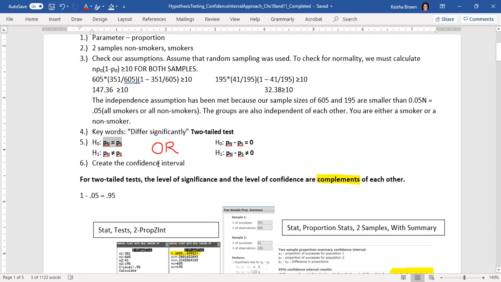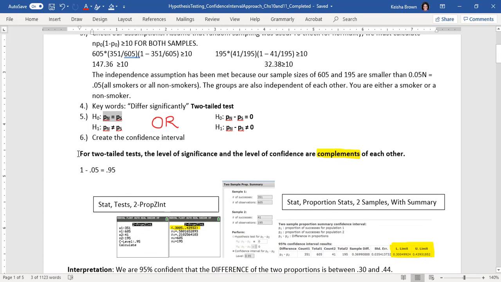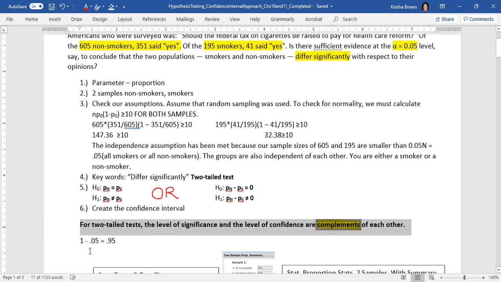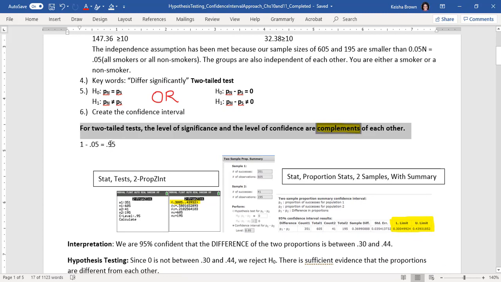Now we create our confidence interval. Remember that for two-tailed tests, the level of significance and the level of confidence are complements of each other. So in this problem, they told us to use alpha equals 0.05. Since it's a two-tailed test, that means alpha is split over the outsides. So our level of confidence is 0.95.